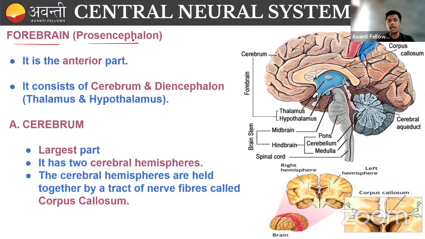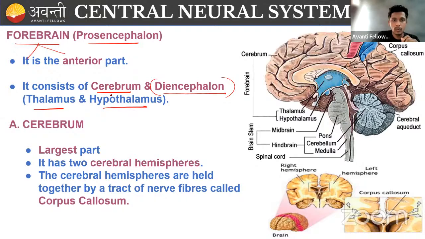The forebrain can again be divided anatomically into two major regions. The first region is called the cerebrum, and the second region is called the diencephalon. Diencephalon is a region that is a compilation of two important parts of your brain, the thalamus and hypothalamus.